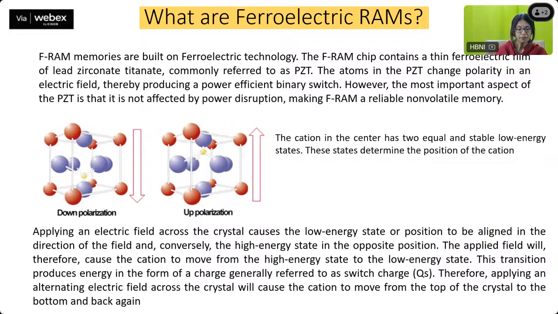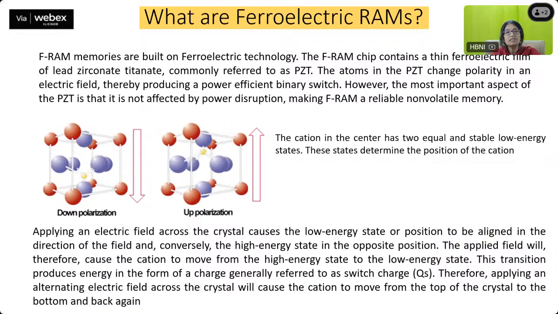You have to understand there is an up polarization and there is a down polarization. When this central atom moves down, this is a down polarization. When it moves up, it is an up polarization. The cation in the center has two equal and stable low energy states, and these states determine the position of the cation. Applying an electric field across the crystal causes the low energy state or position to be aligned in the direction of the field, and conversely the high energy state in the opposite position.